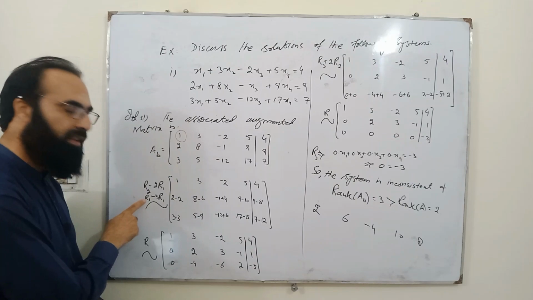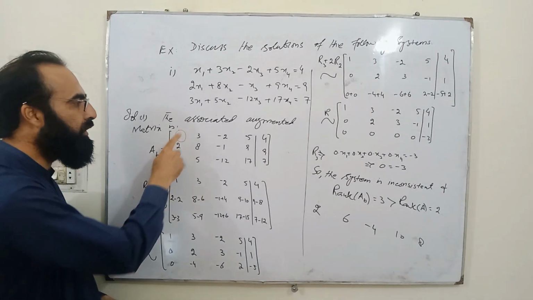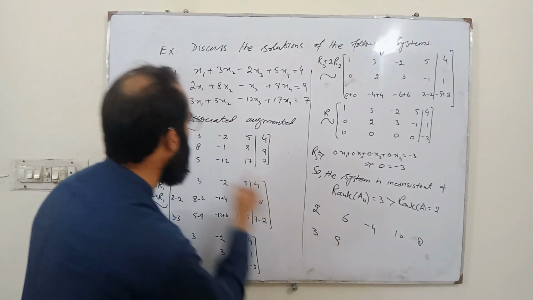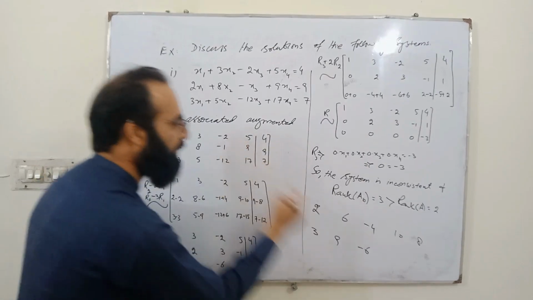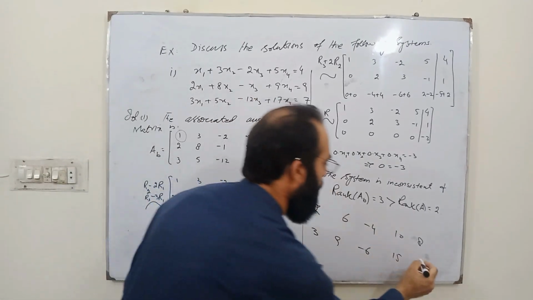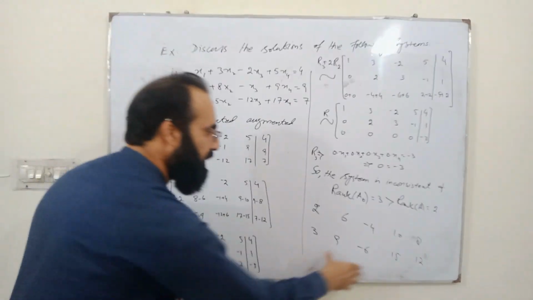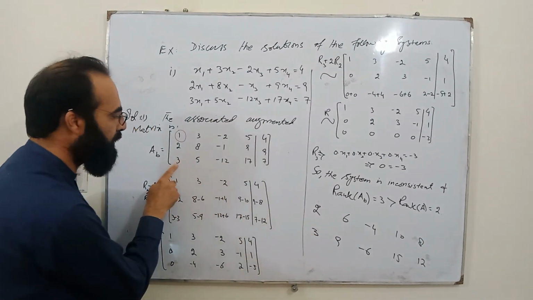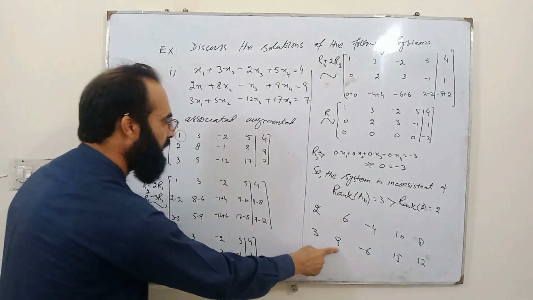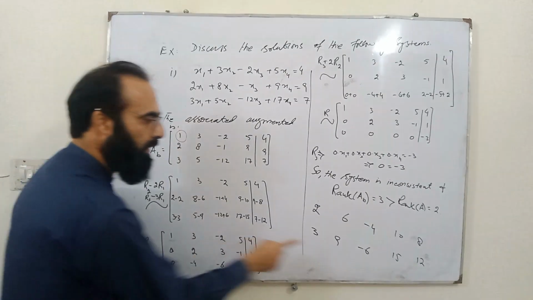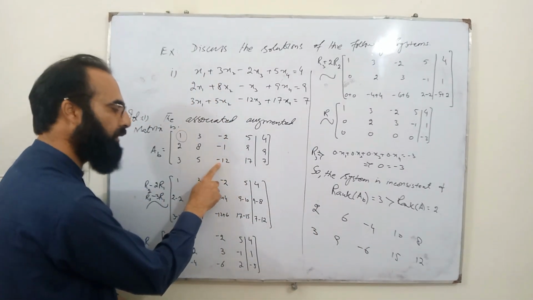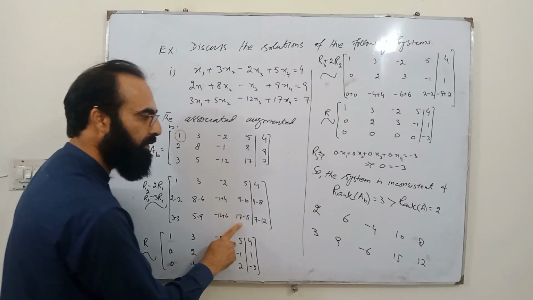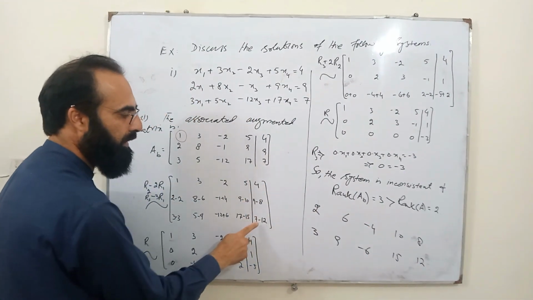Similarly, in the third row, we are subtracting 3 times R1. So 3 times R1 will be: 3 1s are 3, 3 3s are 9, 3 minus 2s are minus 6, 3 5s are 15, and 3 4s are 12. So subtract these entries from the third row. Subtract this 3 from 3, we will get 3 minus 3. Subtract this 9 from 5, we will get 5 minus 9. Minus 6 from minus 12, we will get minus 12 plus 6. 15 from 17, we will get 17 minus 15. 12 from 7, we will get 7 minus 12.